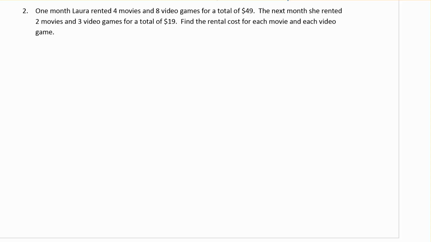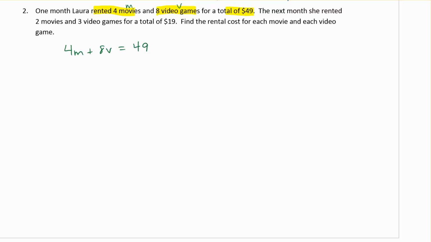Here's another example of a word problem where we can create a system of equations to find the solution. So one month, Laura rented 4 movies and 8 video games for a total of $49. So my variables are, I can do M for movies, V for video games, and this first sentence gives me my first equation. 4M plus 8V is equal to $49.